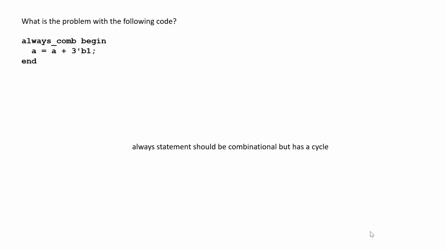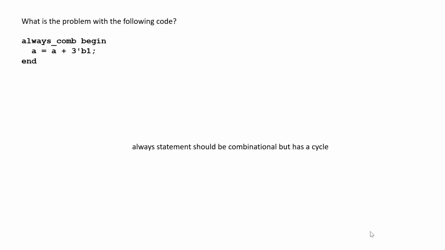Make sense? So what you want in here is an always underscore FF, or just an always with at posedge clock, which will make this count once per cycle, which is what we're going to use in this next lab. We need a counter in there. Any questions about that? Okay, so the always statement there should be combinational, but it has a cycle.